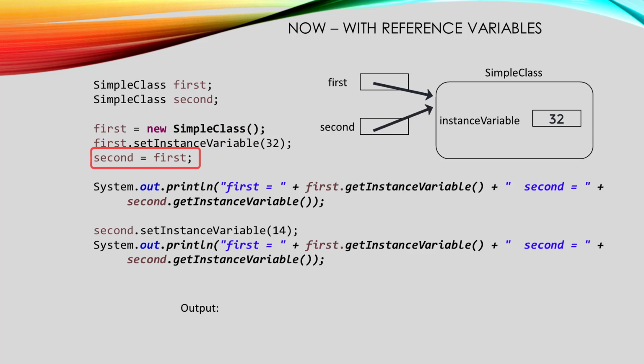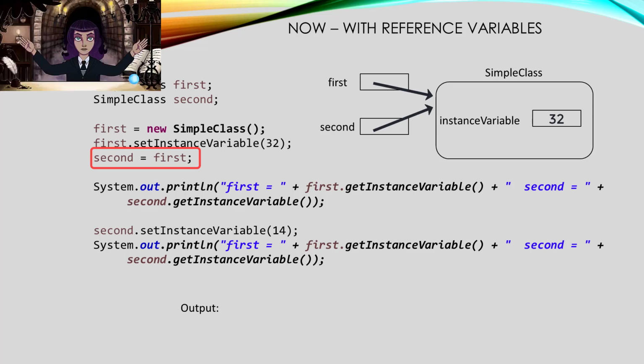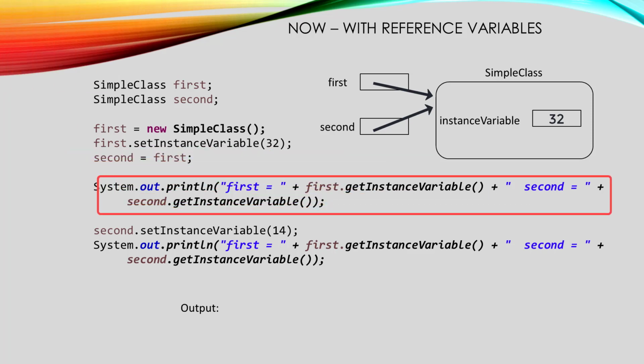Notice what just happened. It copied the value in first, which is a reference. That means that second now points at the same object at which first points. It did not create a copy of the object. It copied the reference. To print out the values, we use the getter, and our output looks like this.